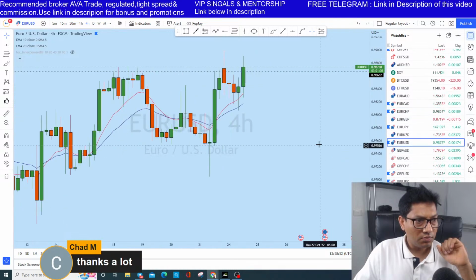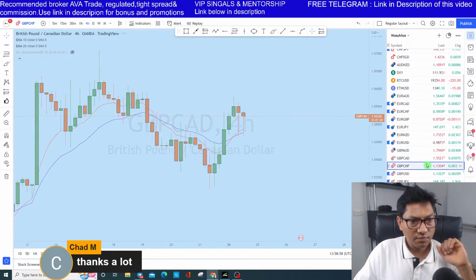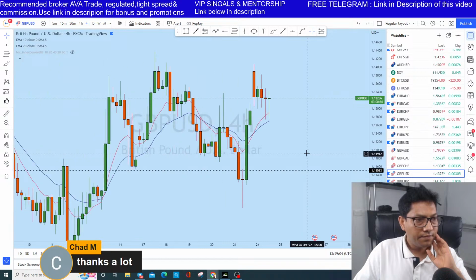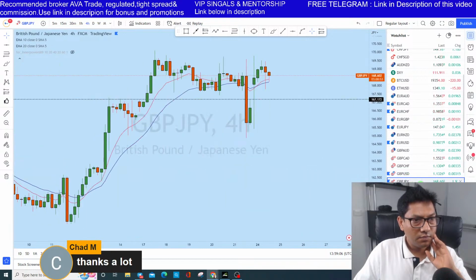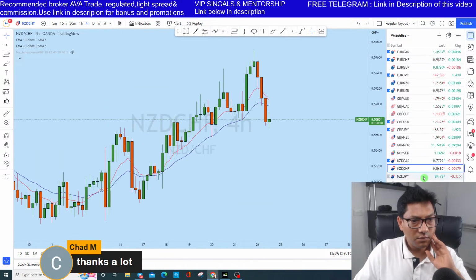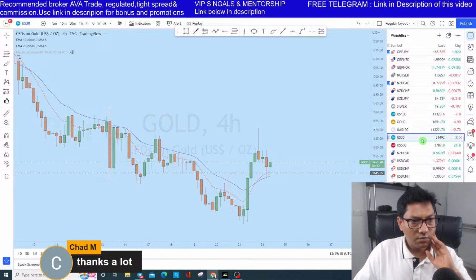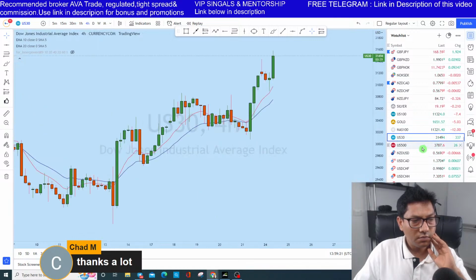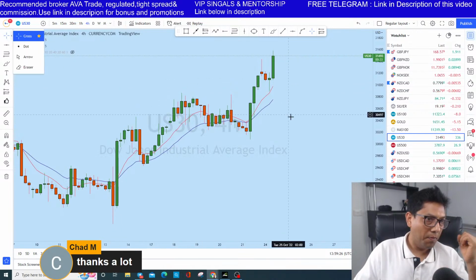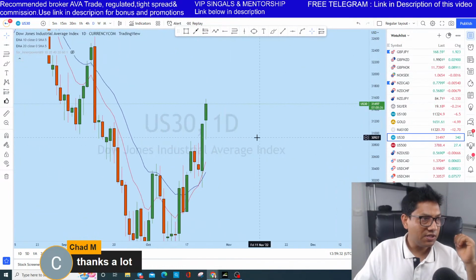So euro dollar, okay, as soon as the candle closed we have seen some movement. Okay, US30 guys, because US30 is going up, we might see some short-term movement on gold to the upside. US30, you can see this is the daily chart.